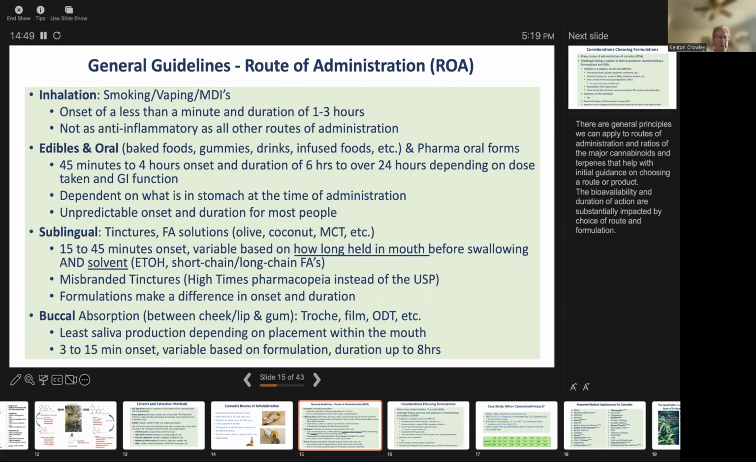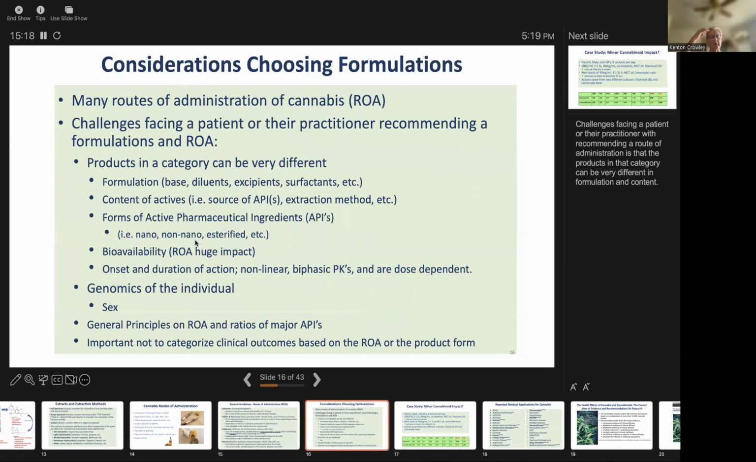placement in the mouth, you can get the least amount of saliva production, which allows for more oral mucosal absorption and less going down the hatch and turning into an oral route of administration. Onset of action is typically 3 minutes to 15 minutes. And again, it's variable based on the formulation, with the duration up to 8 hours.